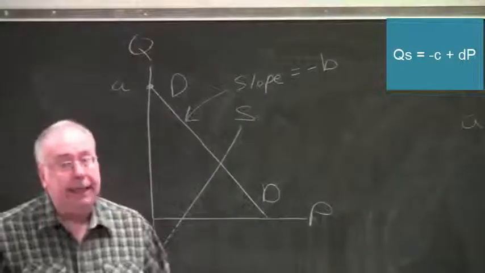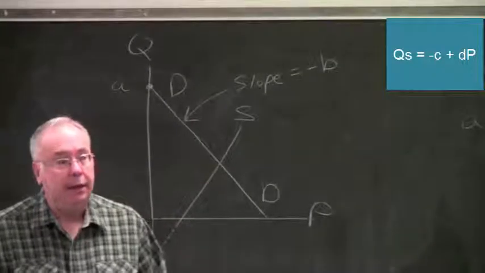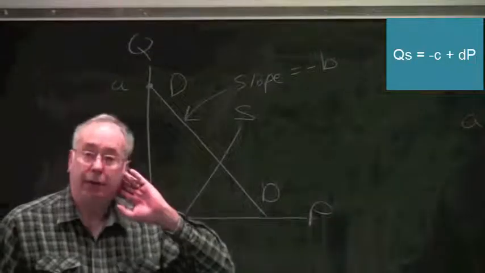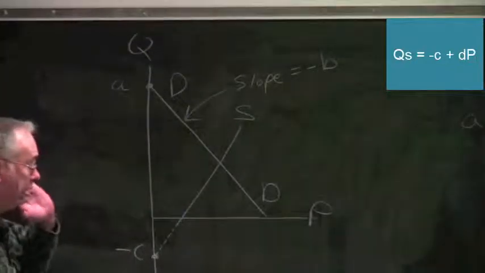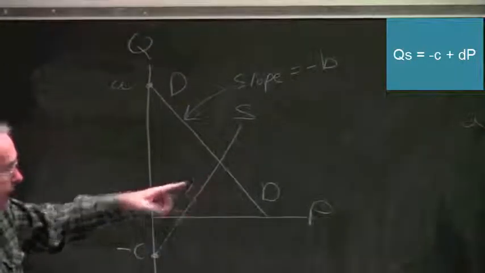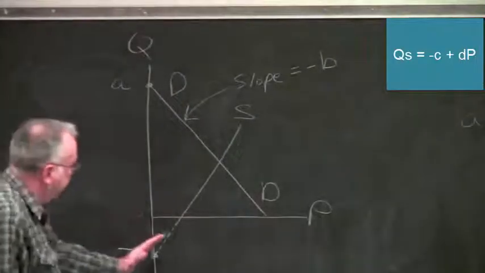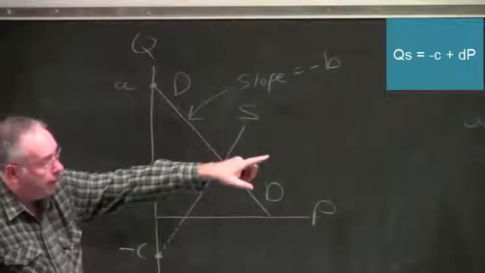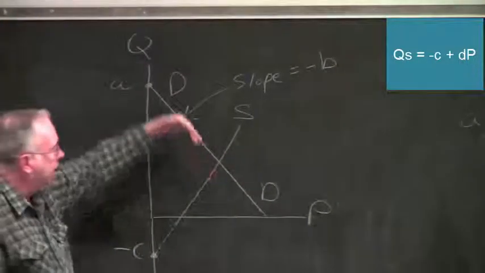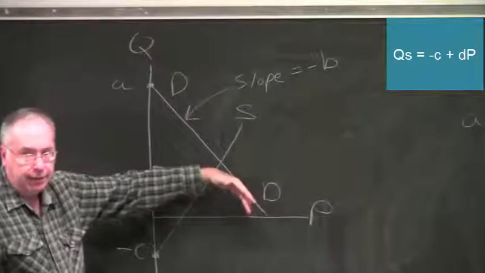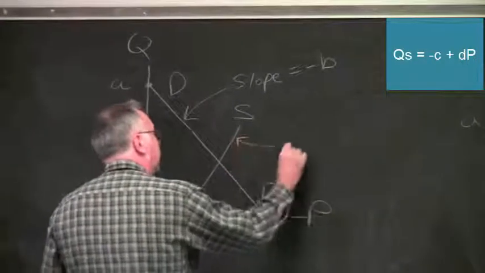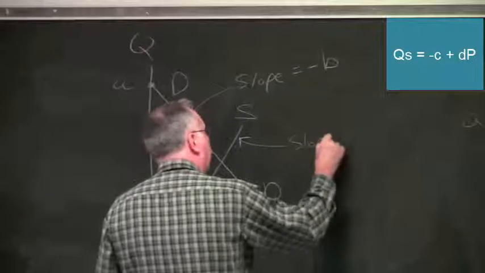What about D? It's the slope of the supply curve. D is the slope of the supply curve. Notice D is assumed to be positive, so the supply curve has a positive slope, slopes upward. The slope of the demand curve is minus B, the slope of the demand curve is negative. So the slope of the supply curve is D.